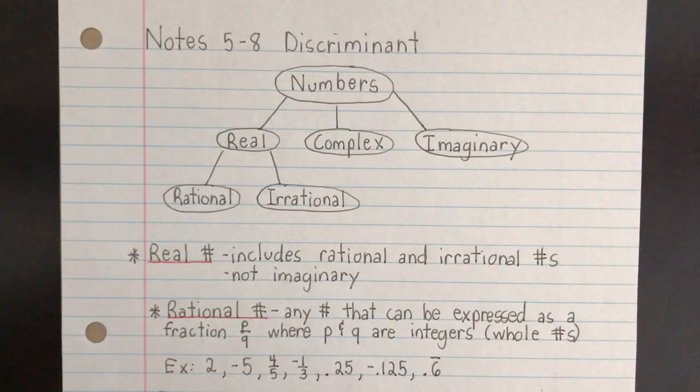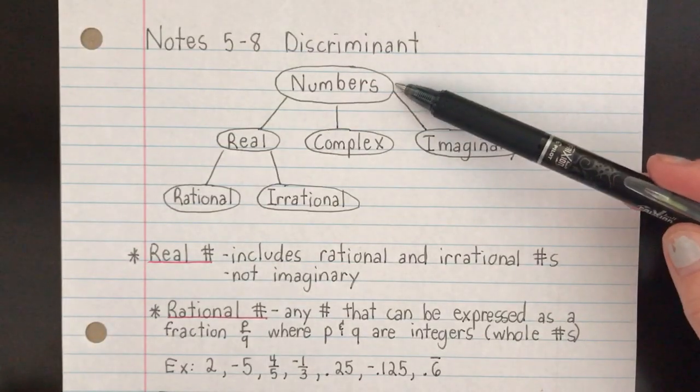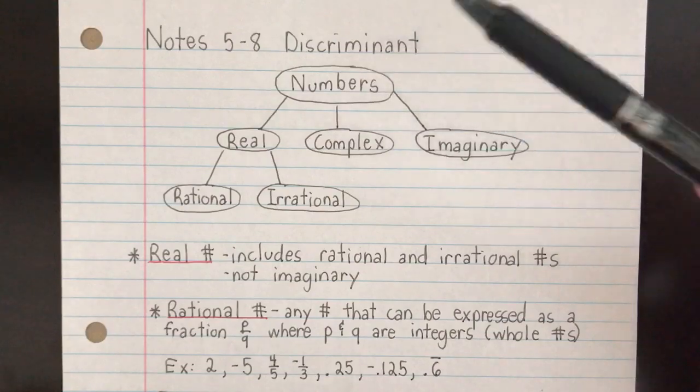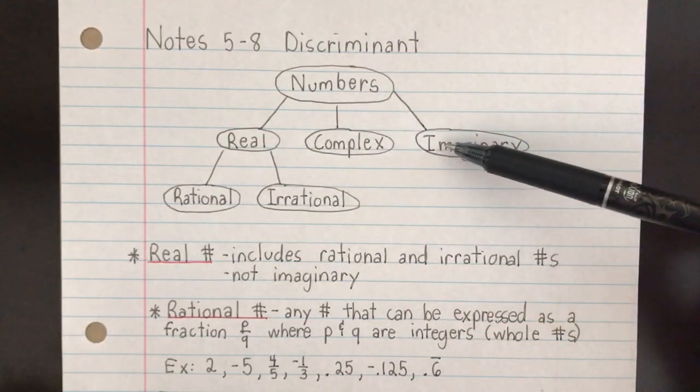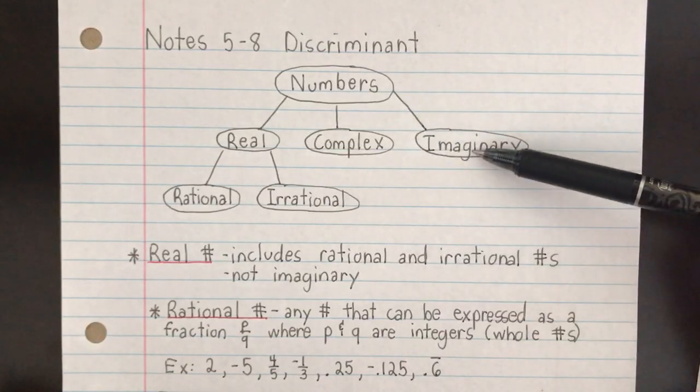Today we're looking at notes 5-8. These notes are going to help you with the lesson 5-8 discriminant. So I've made a little web here about numbers as you know them and how they break up. All numbers that you know separate into one of these three categories. They are either real, complex, or imaginary.